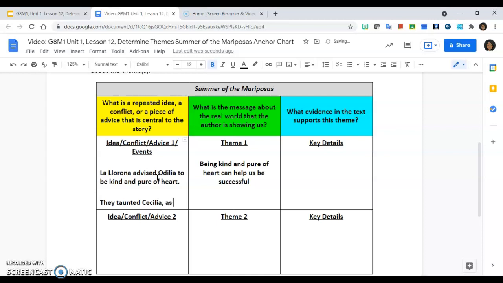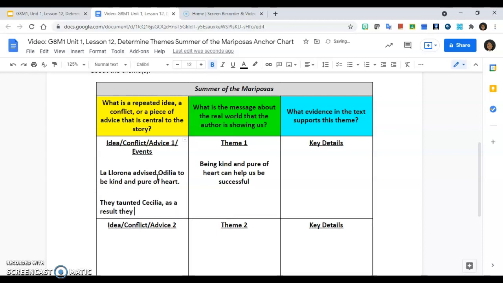As a result, they were cursed. And so they weren't kind, and something bad happened to them. This whole thing, I don't know if it could have been avoided because this is their journey, but it kind of started once they taunted Cecilia, and she's like, I am going to get you back.